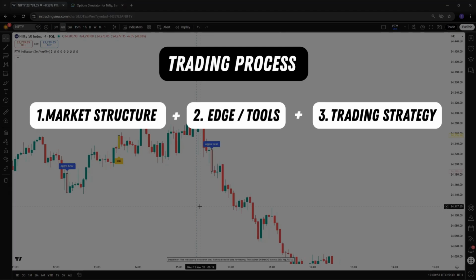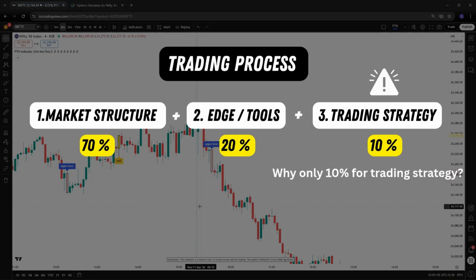Simple. Now, what is the weightage of each? We know the formula. Your market structure is 70% important. You need to study 70% market structure. 20% is your edge or research tool. Your 10% is your strategy. Now, the most common mistake here people will not understand is why only 10% for your trading strategy. I'll tell you the reason. That is the simplest, easiest part. It is just execution. Trading strategy is just execution. You don't have to think so much about it.